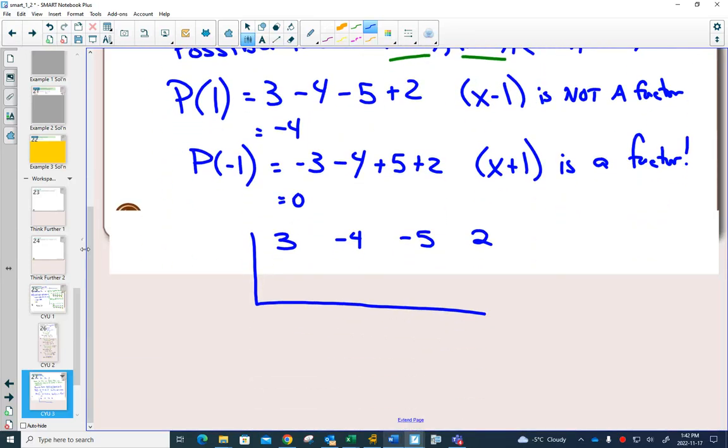And if we're checking to divide by x plus 1, what number do we write on the outside? Minus 1. Bring this number down. 3, multiply, add, multiply, add, multiply, add, and this is what we wanted to see. We wanted to see that remainder of 0.